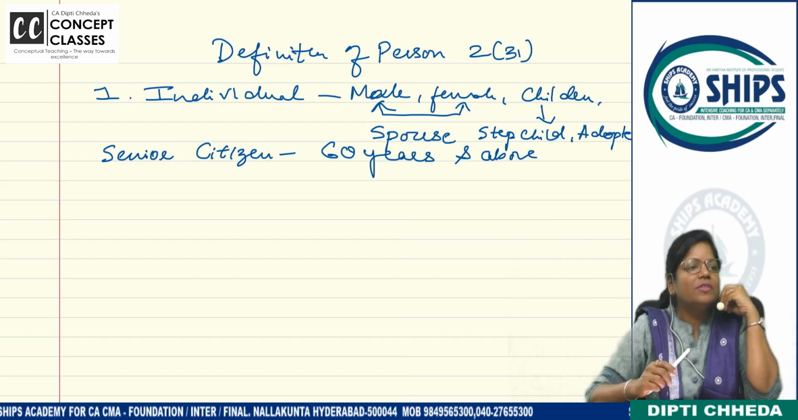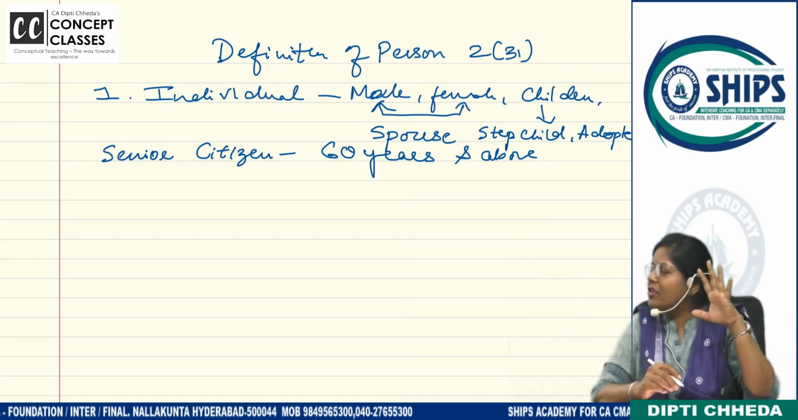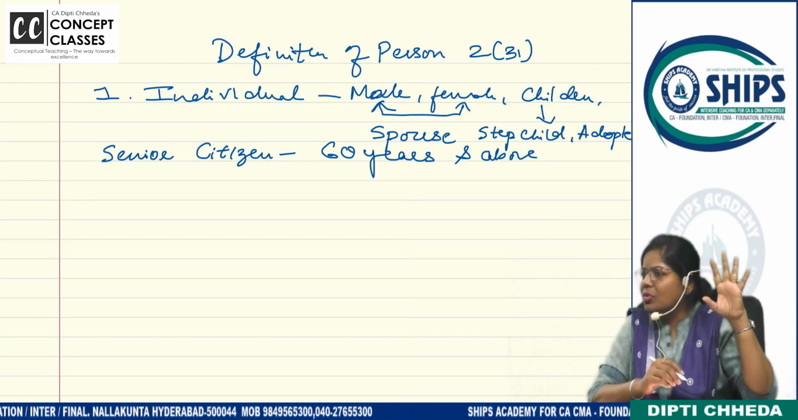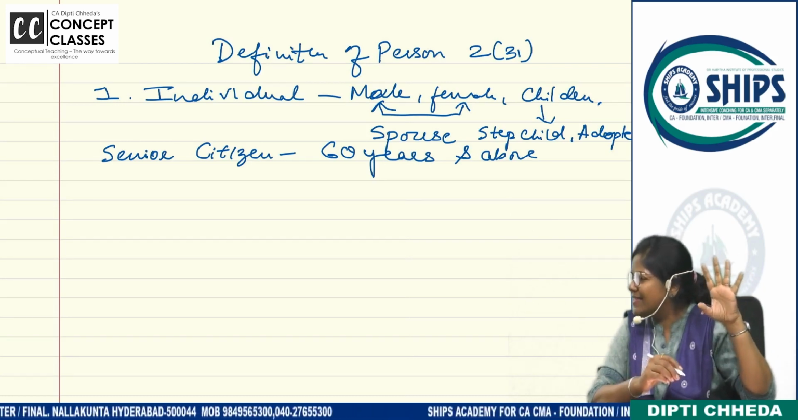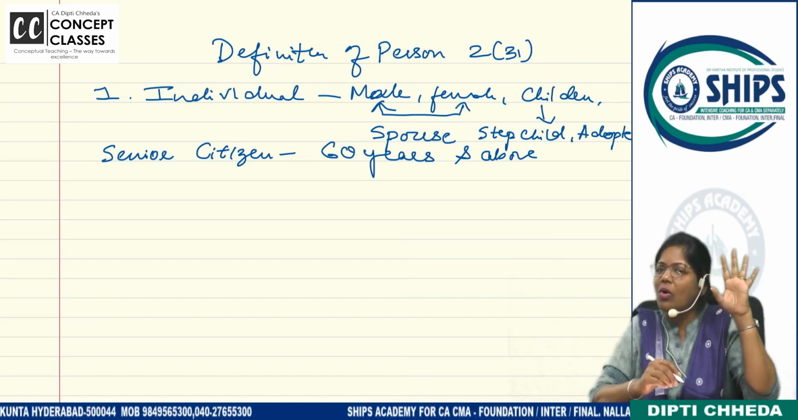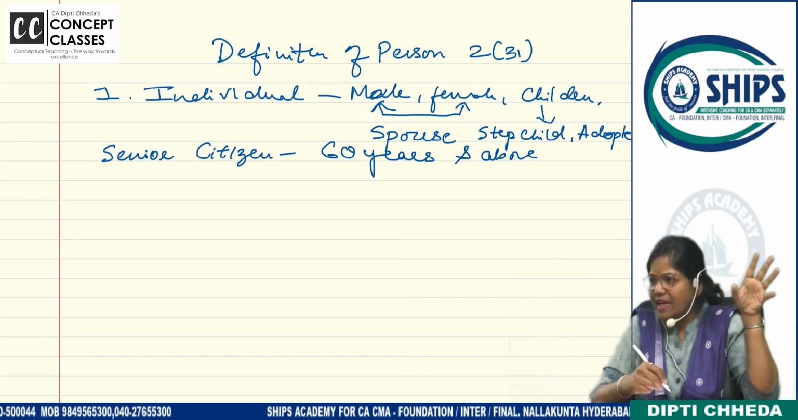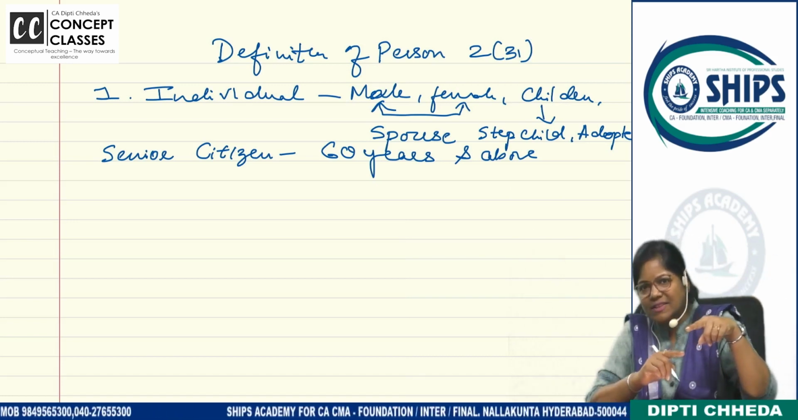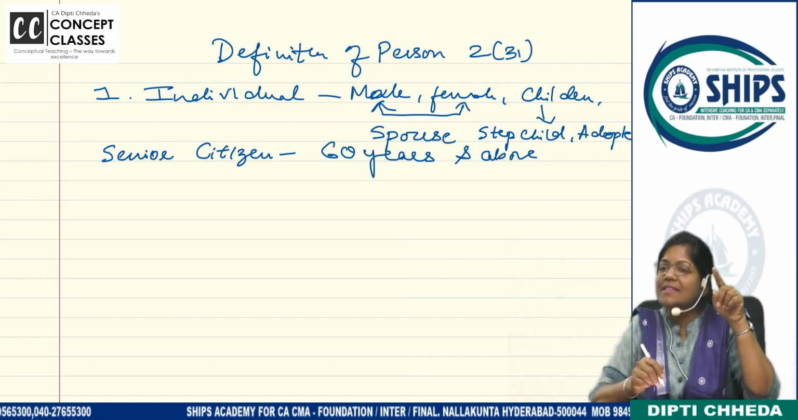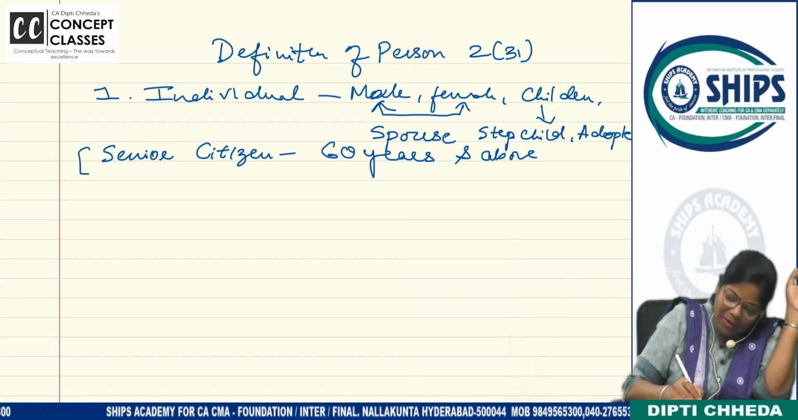Yes, online students also, I can see the chat box. Any doubts you have, you can ask please. Quickly. So, an individual is called a person who is liable to pay tax. It includes male, female, children, senior citizen, all. Children include step and adopted child. When I say male, female, spouse. Then senior citizen is 60 years and above. Now, in the exam a question comes on this.